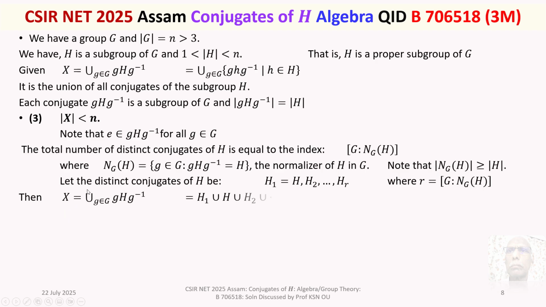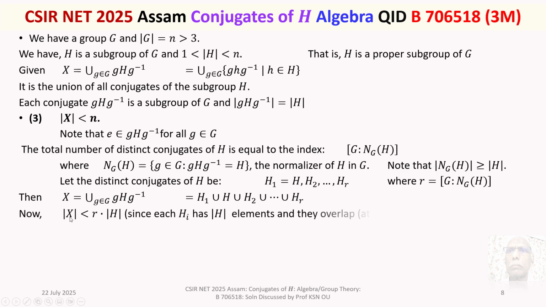Then X will be the union of gHg⁻¹, where the union is taken over all small g belonging to capital G, which will be all the conjugates. Who are they? H1 = H, union H2, union ... union HR. So that means they are precisely H1 ∪ H2 ∪ ... ∪ HR.